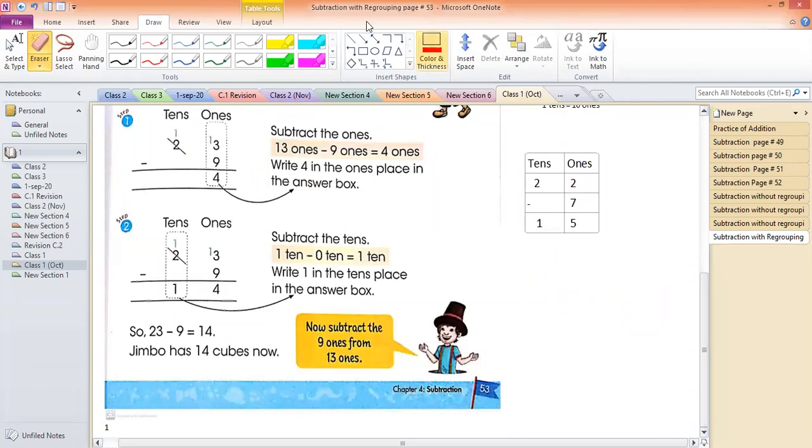Okay, now I'm going to write the question. Let's suppose now 21 minus 6. You have to minus 6 from 21.